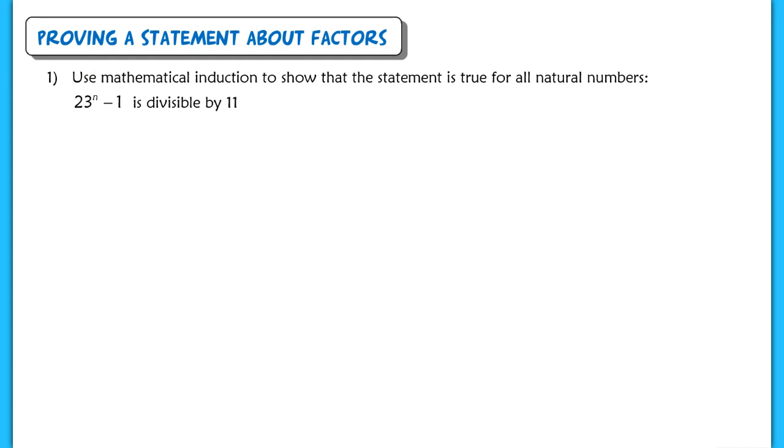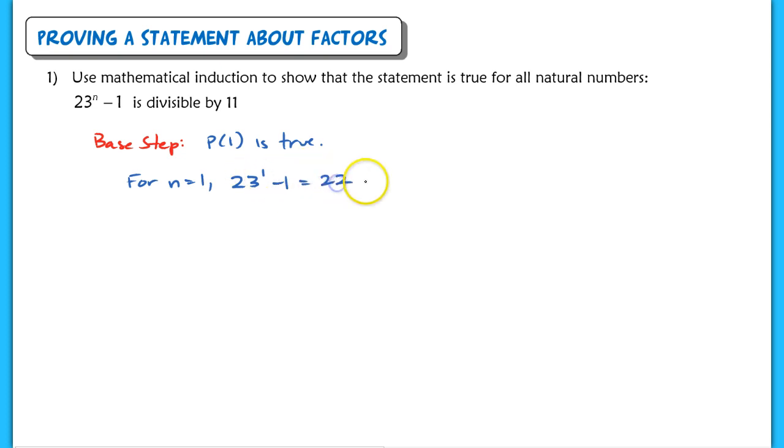So here it says, use mathematical induction to show that the statement is true for all natural numbers: 23 to the n minus 1 is divisible by 11. So let's start first with our base step. We want to show that P of 1 is true. And so P of 1 is that for n is equal to 1, 23 to the first power minus 1, which is equal to 22, is in fact divisible by 11. So we've proven that P of 1 is true.